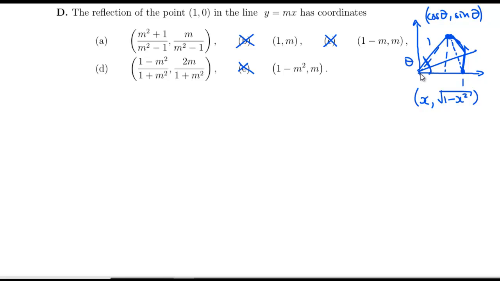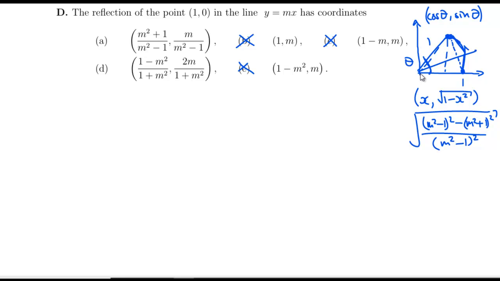I'll probably do a different solution afterwards. So say we were doing A, we're going to get 1 minus x squared, we'll get an (m squared minus 1) squared minus an (m squared plus 1) squared, all over (m squared minus 1) squared. And then we have to square root all of that.